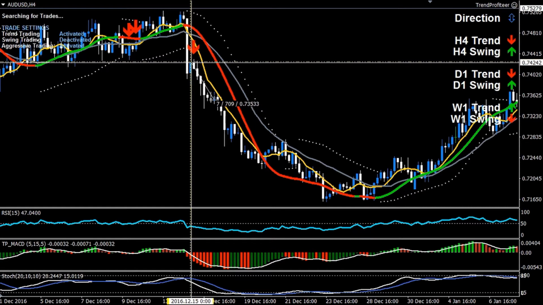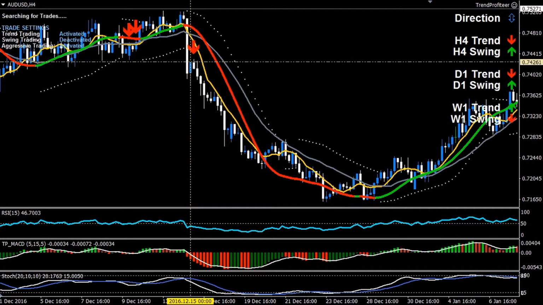First target here, 70 pips, would give us a 1-to-1 reward to risk ratio. 140 pips here gives us a 2-to-1 reward to risk ratio. 210 pips gives us a 3-to-1 reward to risk ratio. And this trade actually made it as far as around 260 pips, so just shy of a 4-to-1 reward to risk ratio.